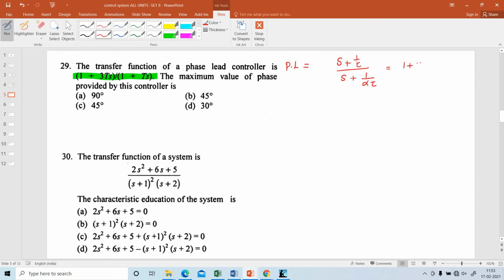So (1 + tau s) divided by tau, and (1 + alpha tau s) divided by alpha tau. Okay, alpha into (1 + tau s) divided by (1 + alpha tau s). Now I am going to equate this equation with the given equation, (1 + 3Ts) divided by (1 + Ts).